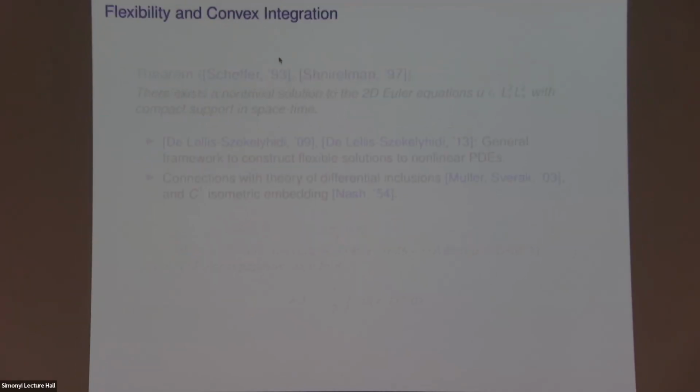Now, I want to talk about flexibility in Euler equations and then connections with convex integration, and talk about a convex integration construction showing flexibility in the two-dimensional problem, even when p is bigger than 1. This is the main point of this last part.